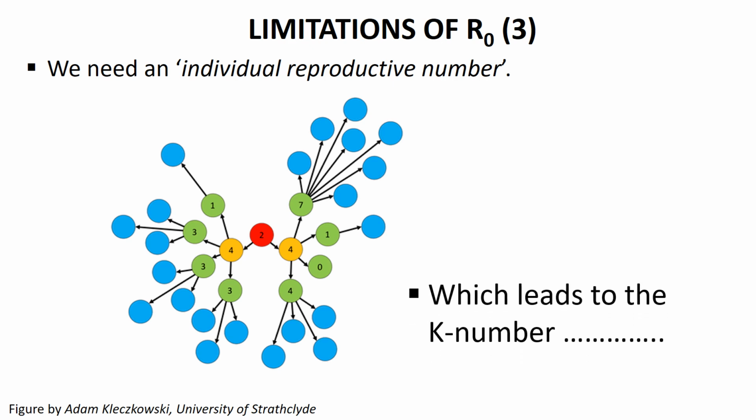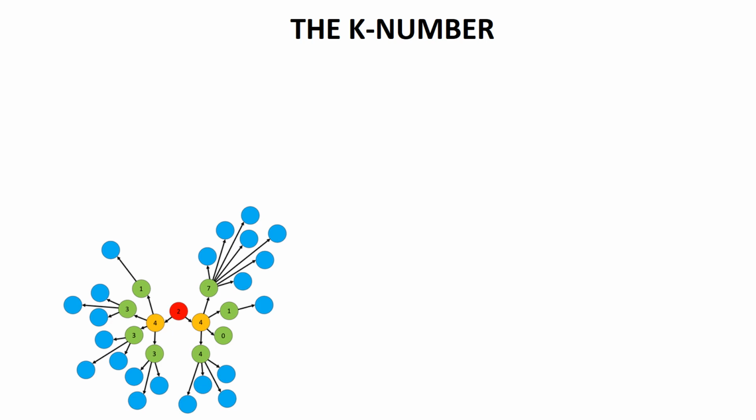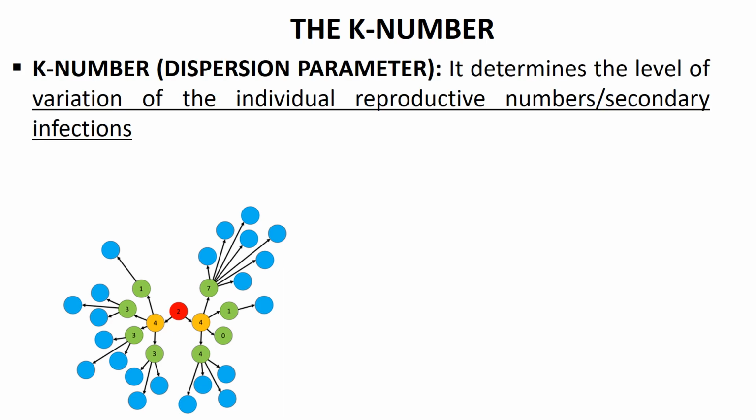And that leads us on to the important K number. Now that we've got these individual reproductive numbers, the K number, or what's called the dispersion parameter, determines the level of variation of the individual reproductive numbers or secondary infections. So if we look on the bottom left-hand corner, we can see that the individual reproductive numbers go from 1 up to 7. And you might say they're clustered around, I don't know, 3 or 2.5 or something. So it's that range of individual reproductive numbers which is measured by the dispersion parameter.